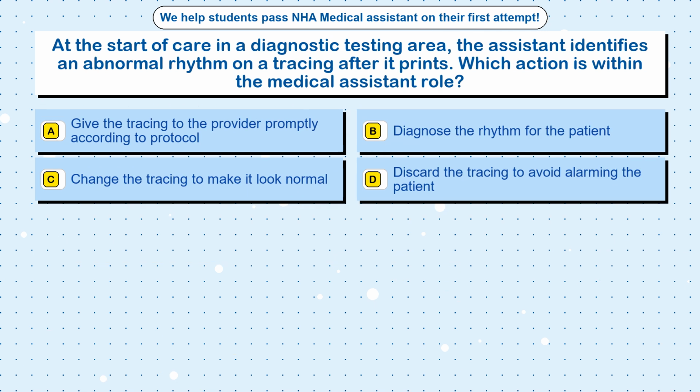Question 64. At the start of care in a diagnostic testing area, the assistant identifies an abnormal rhythm on a tracing after it prints. Which action is within the medical assistant role? Option A, give the tracing to the provider promptly according to protocol. Option B, diagnose the rhythm for the patient. Option C, change the tracing to make it look normal. Option D, discard the tracing to avoid alarming the patient.